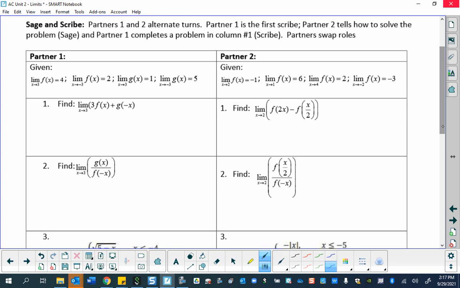I'll get to it in a minute, Billy. Don't start talking. I want to get through our instructions. So the way that the Sage and Scribe works is you go back and forth and you alternate turns. So it's not like partner 1 does his whole side. You go back and forth and back and forth. Partner 1 is the first scribe. So you are writing in your column where you are. But you are only writing what partner 2 tells you to write.